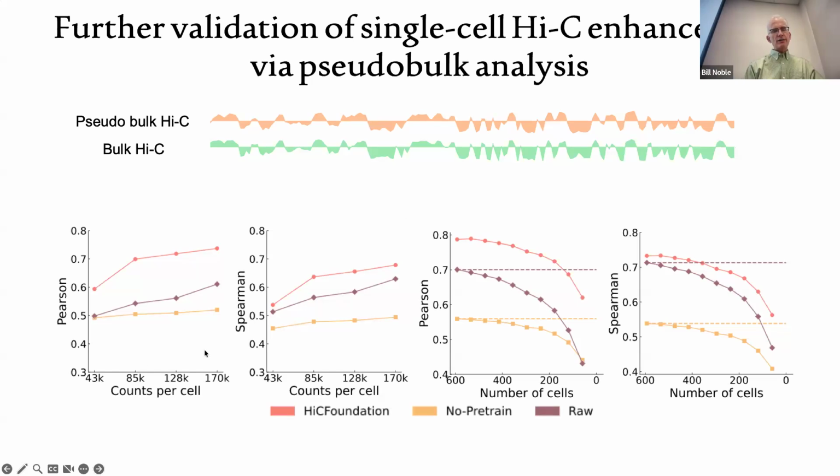And also at the bottom, you can see that we're performing better than the no pre-train and the raw baseline as we vary the number of counts per cell, so the sequencing depth of our data, and also the number of cells that go in. So in this case, we're generating pseudobulk profiles from only like a couple of hundred cells, and you're still able to get a pretty good estimate of what the pseudobulk profile looks like.